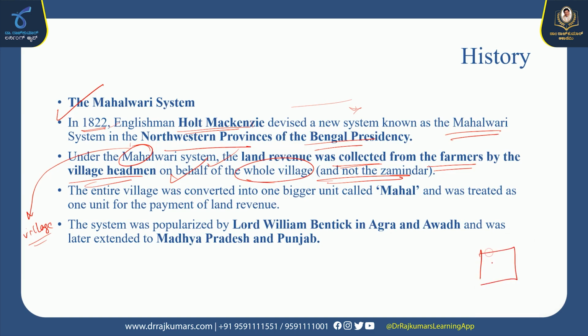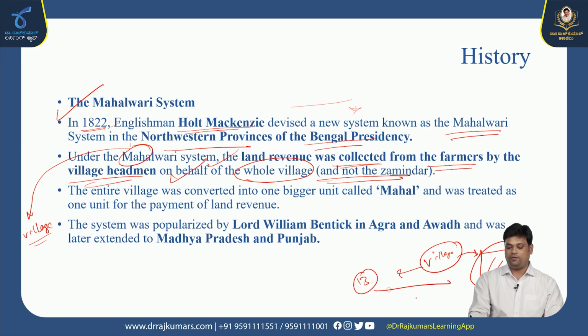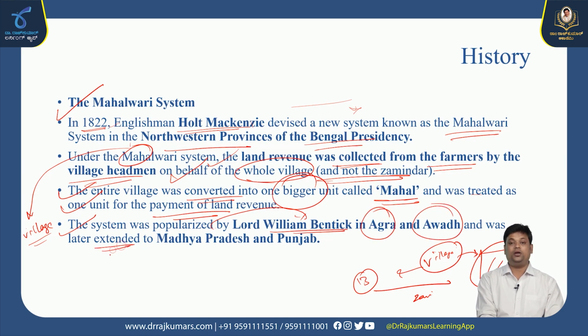So if there is one village, many people are there, so there will be a village headman for this particular place and he will collect all the taxes and pay to the British. It is kind of like which one? Zamindari system. The entire village was converted into one bigger unit called Mahal and was treated as one unit for the payment of the land revenue. The system was popularized by Lord William Bentinck in the region of Agra and Awadh and was later extended to Madhya Pradesh and Punjab. As I told you, the Mahalwari system was confined to a territorial unit in India.